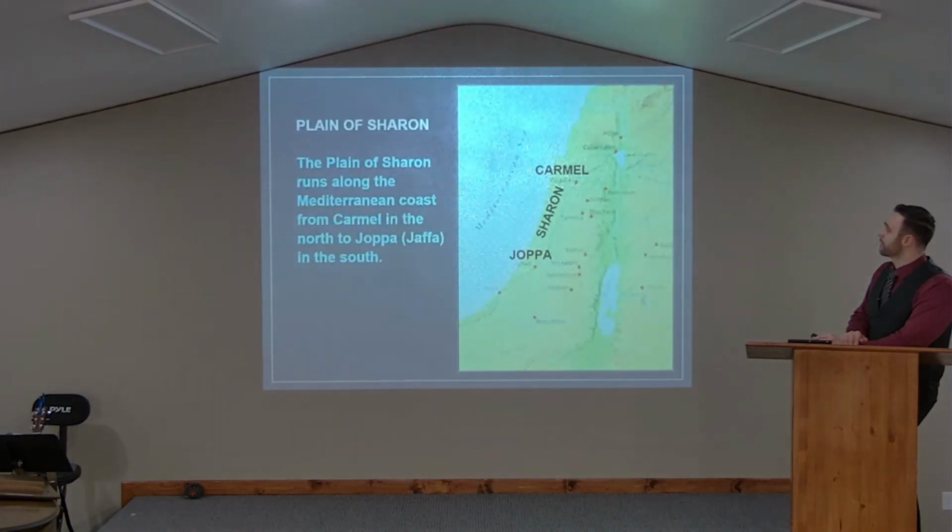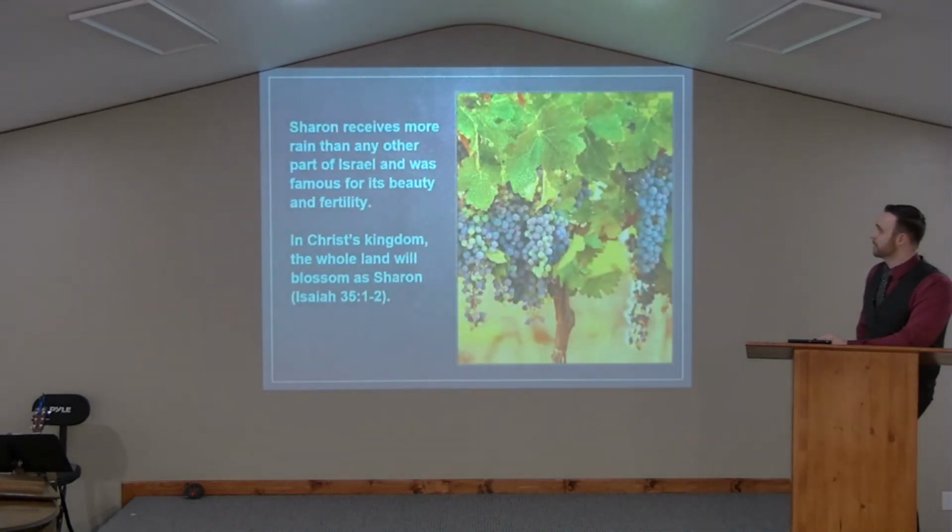Now, in between Carmel and Joppa is Sharon. That's right here on the coast of the Mediterranean. It's called the Plain of Sharon. It receives more rain than any other part of Israel. And the Bible says that in Christ's kingdom, the whole land is going to blossom like this one spot.